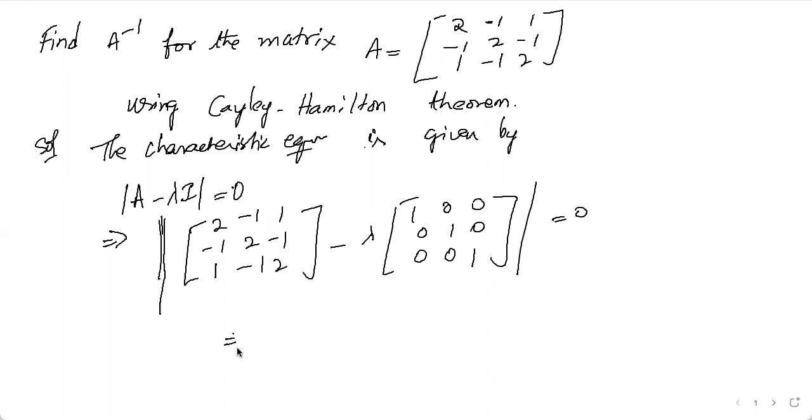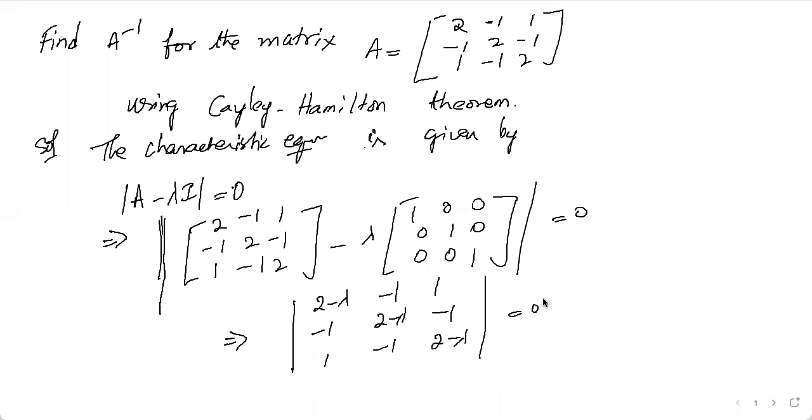Now this implies the determinant with rows 2 minus lambda, minus 1, 1; minus 1, 2 minus lambda, minus 1; and 1, minus 1, 2 minus lambda, is equal to 0.